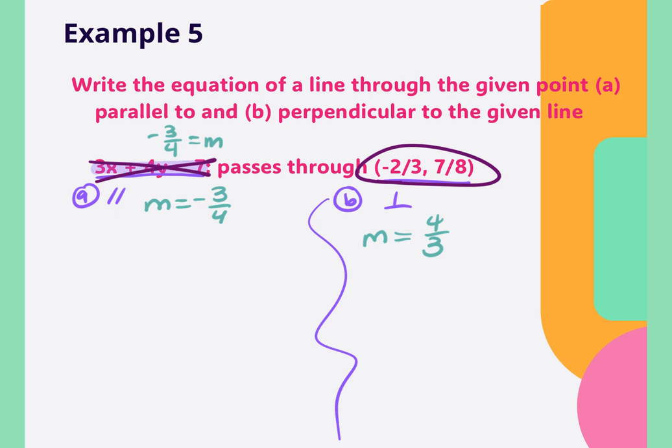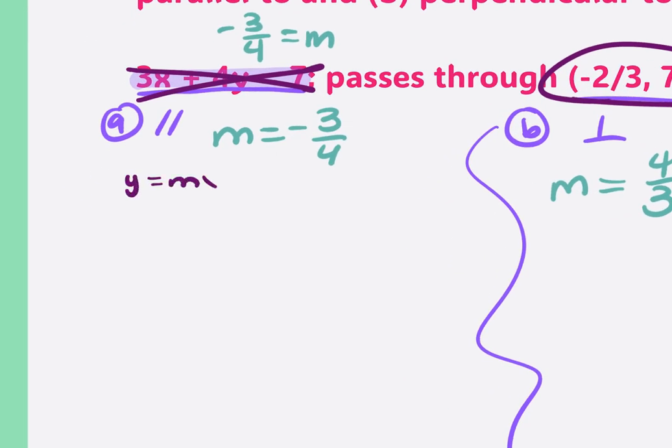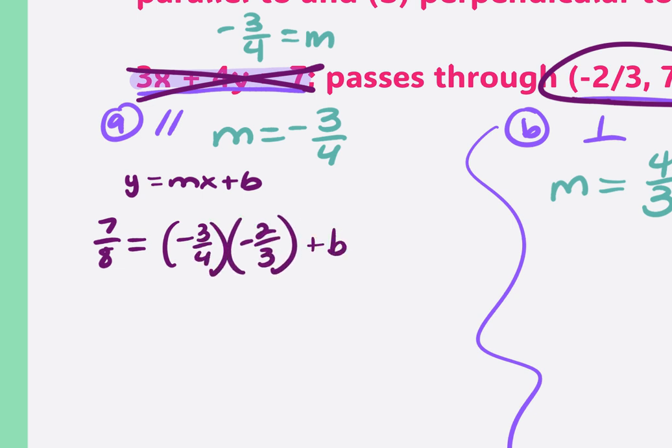So I'm going to do one using slope intercept, and I'm going to do one doing point slope, but remember you get to pick which method you want to use. So for this one, I'm going to solve using y equals mx plus b. I'm going to take the coordinate point that I gave you, which is 7/8. The slope is 3/4. The x is negative 2/3. So I plugged in the x and the y and the m.